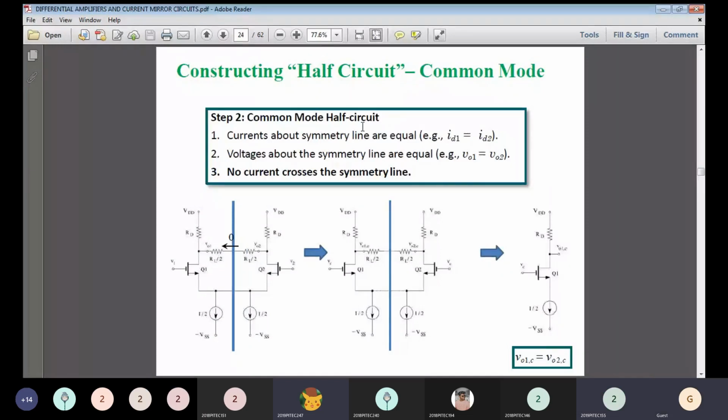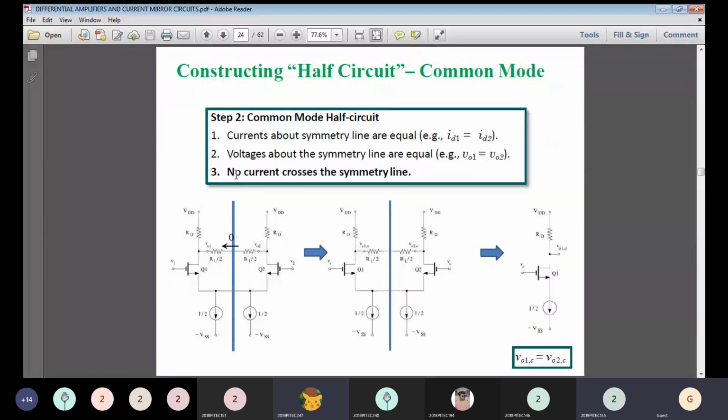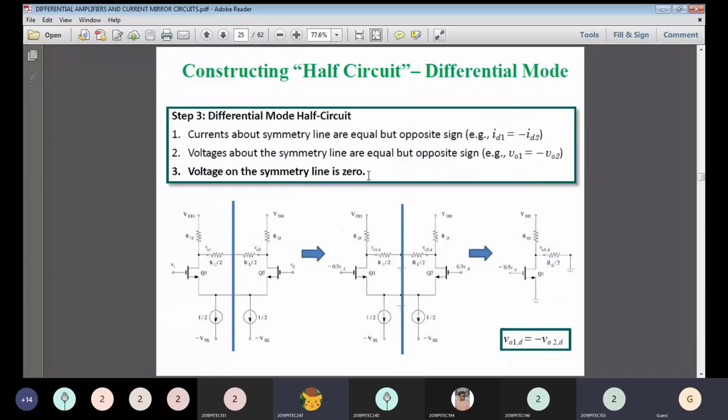I told you, in the common mode the values of voltages are equal. That is V01 is equal to V02, ID1 is equal to ID2, and no current across the symmetry line. In the case of the differential mode circuit, currents above the symmetry line are equal but of opposite sign. Voltages above the symmetry line are equal but of opposite sign, so we are getting a negative value here. Here also no current across the symmetry line, and the voltage on the symmetry line is 0 for the differential mode half circuit.